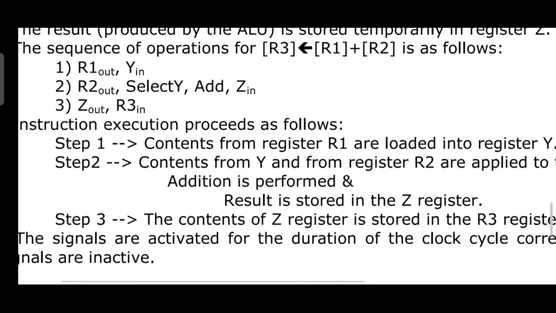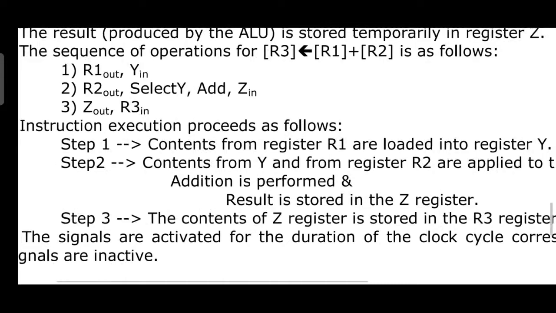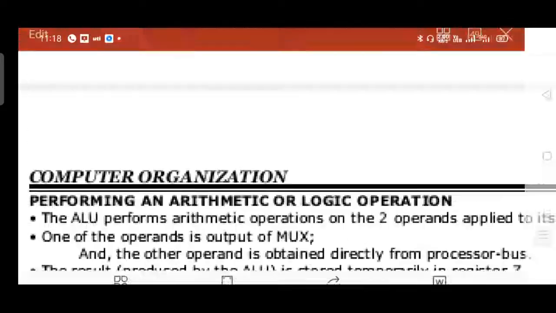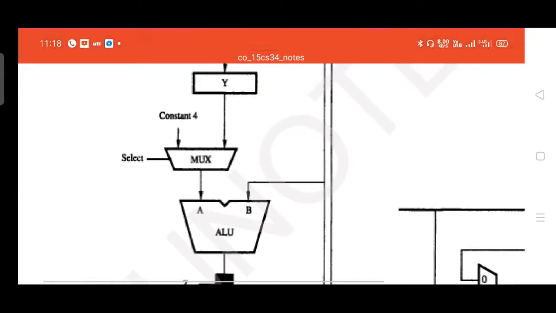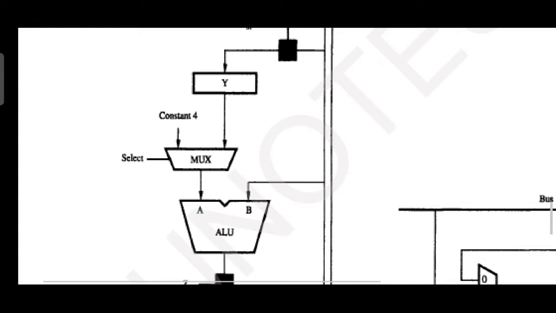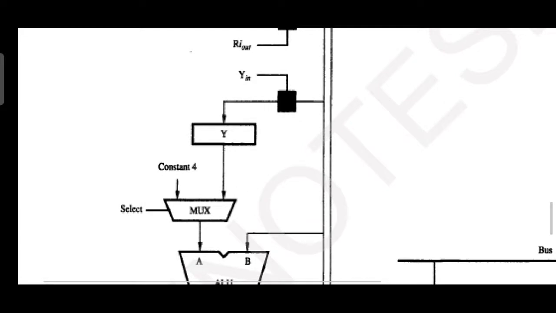Next, you have to access the content of R2 as well. So take R2 out. It cannot be directly passed on to Y, because Y is already containing some element in it. So what you have to do is, this R2 out will be there on the bus itself. You select Y and perform addition. So R2 out will be there on the bus itself. Select the content of Y using the select line. That is what the first input is.